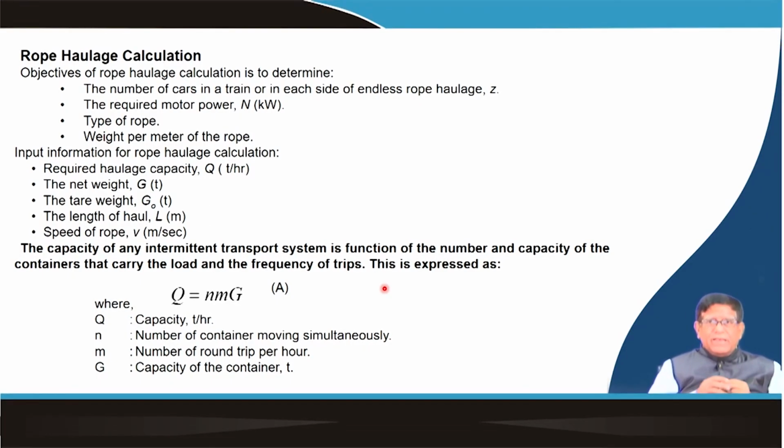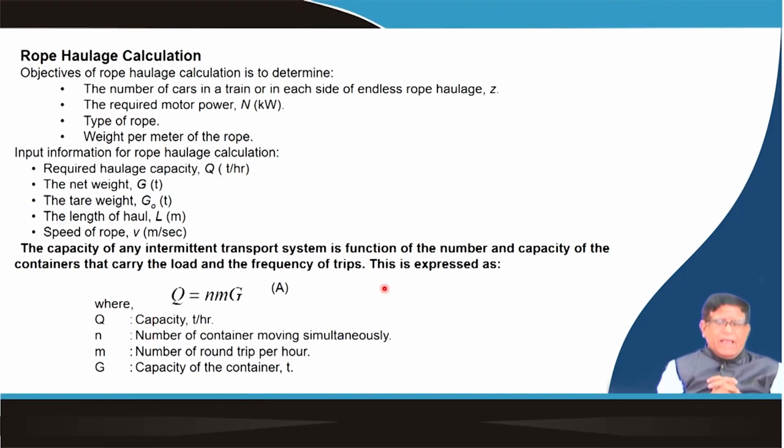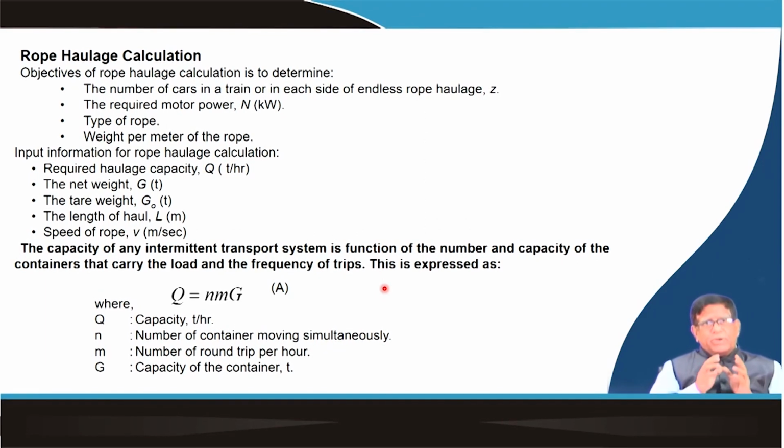Then what will be the weight of that rope per meter, because the weight of the rope will have a direct bearing on the motor power requirement. So, these are the things that need to be calculated, and for designing or planning this, what are the main inputs? The input is the required haulage capacity, that is a very important point, that is the starting point rather.